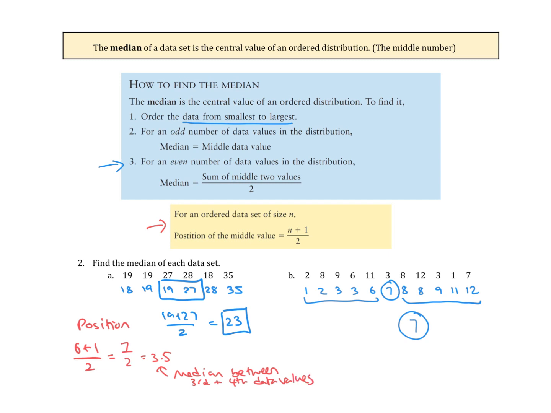And if you look above, there's my first, second, third, and fourth. Those two middle numbers that I boxed were the third and fourth data values, and I had to add them together and divide by 2 to find the median.